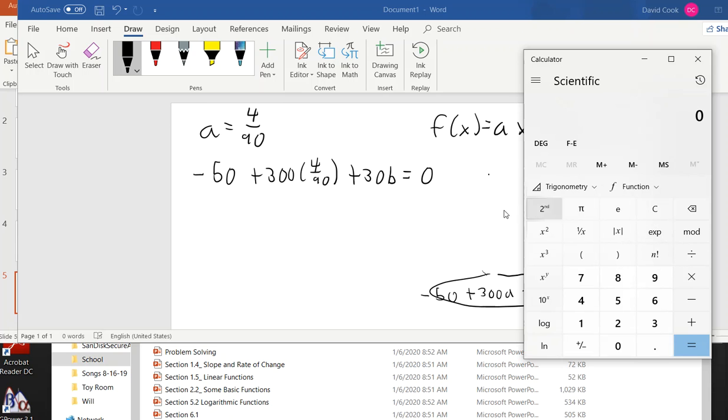Let me write this in closed form. Actually, let me just do it this way: 300, and I've got to multiply by 4, so 300 times 4 divided by 90, and that gives me 13 1/3. In other words, 1200 over 90, or 120 over 9.